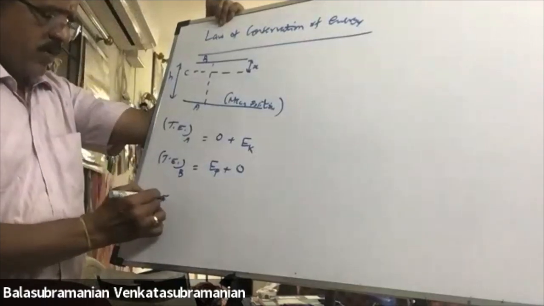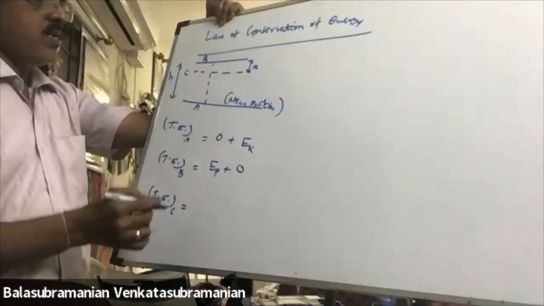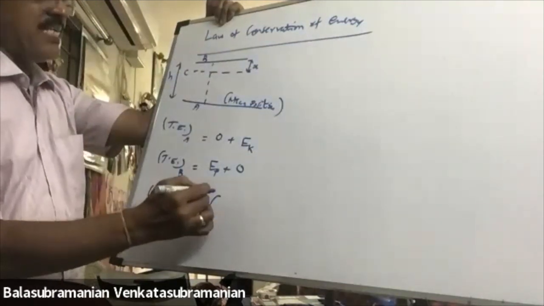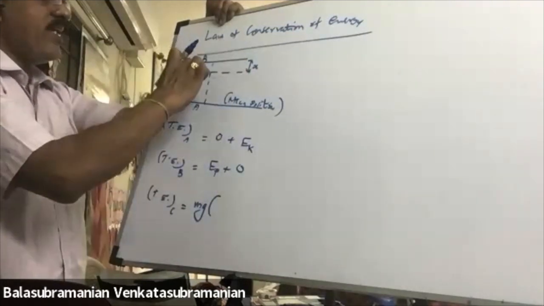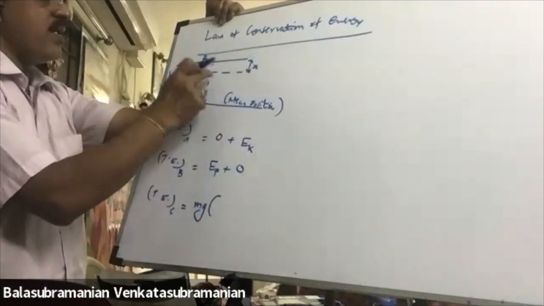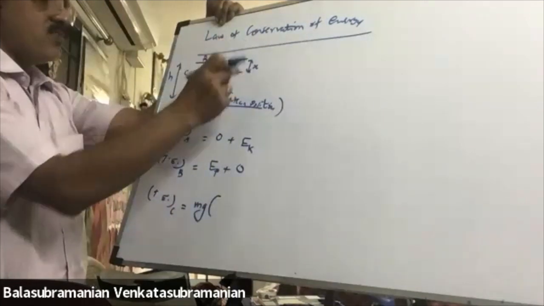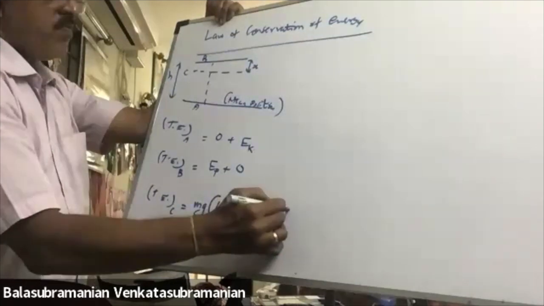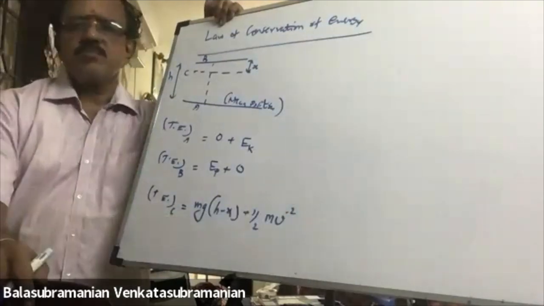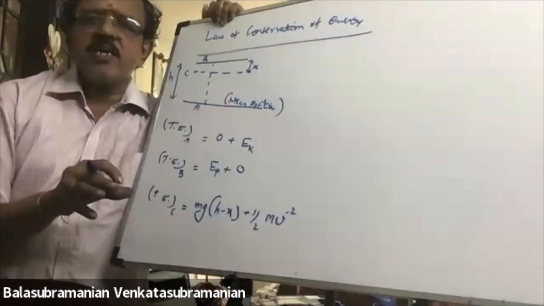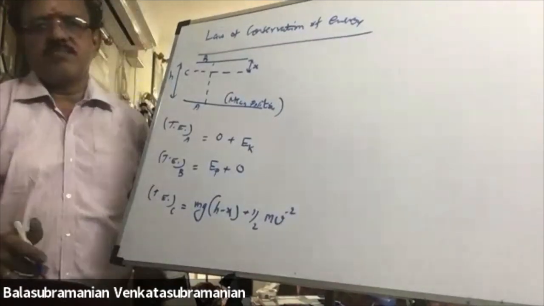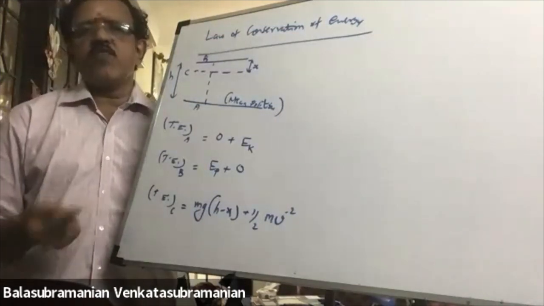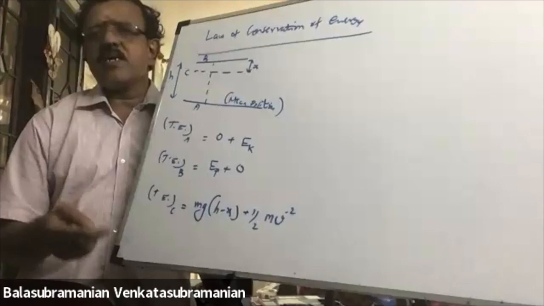Next, total energy at C. Here, at a depth, the potential energy is mg(h minus x). How much height has it been raised? h, and this x you subtract: mg(h minus x) plus half m v dash square. So it is partly kinetic and partly potential. Correct? So it is not fully kinetic or fully potential. It is partly kinetic and partly potential.